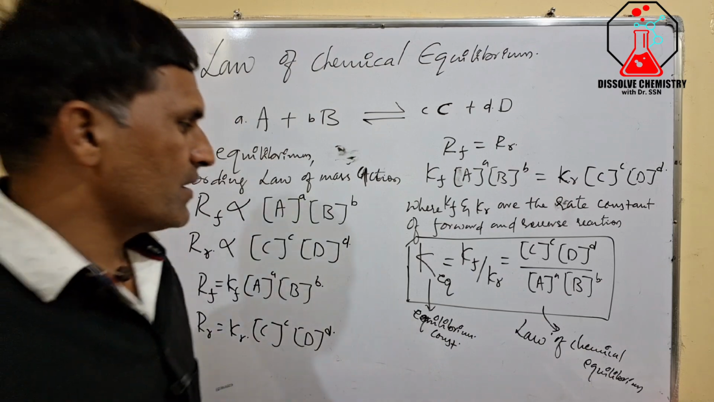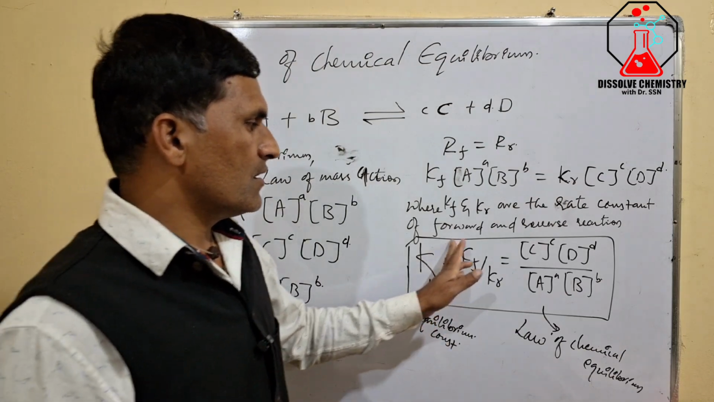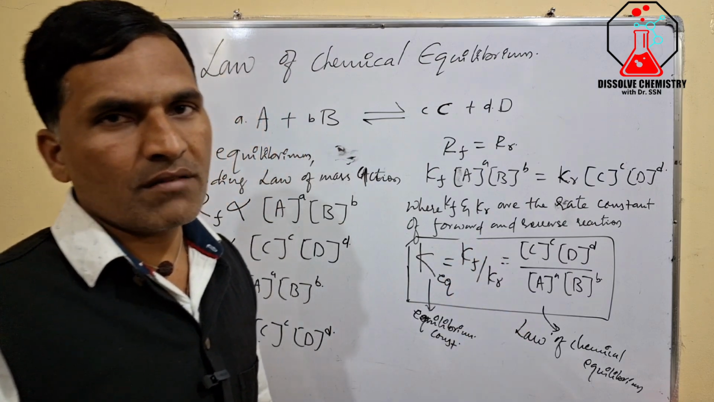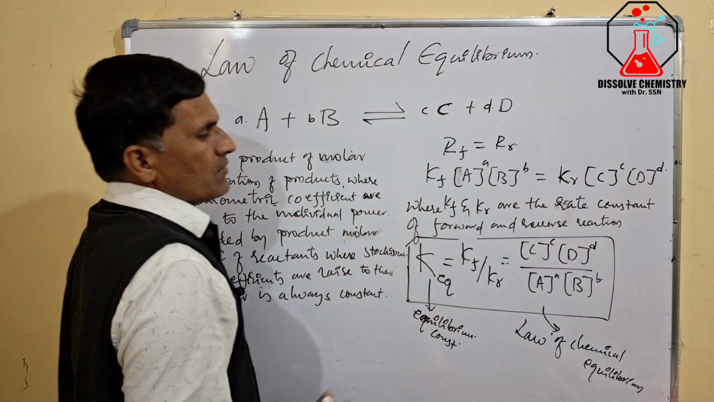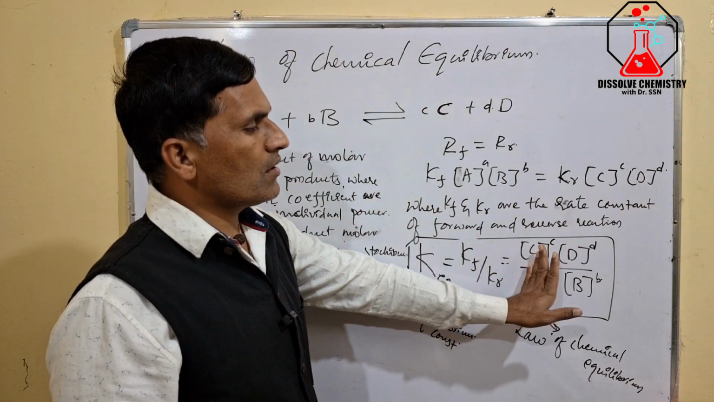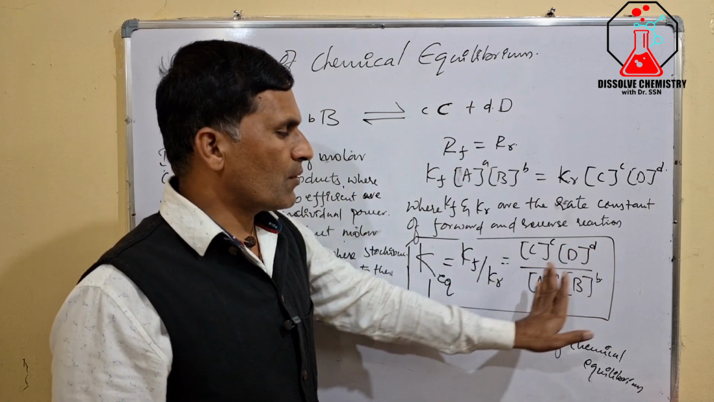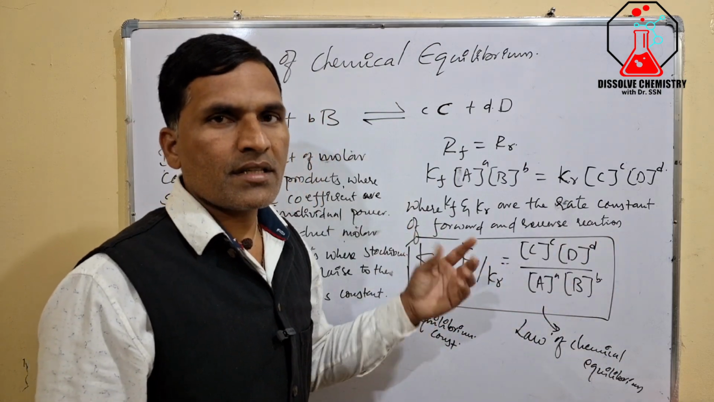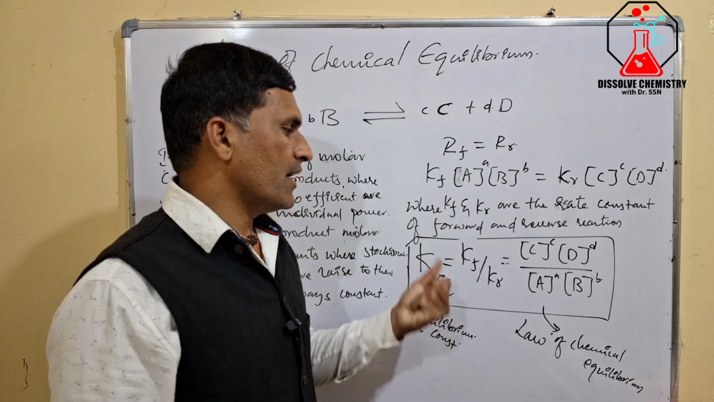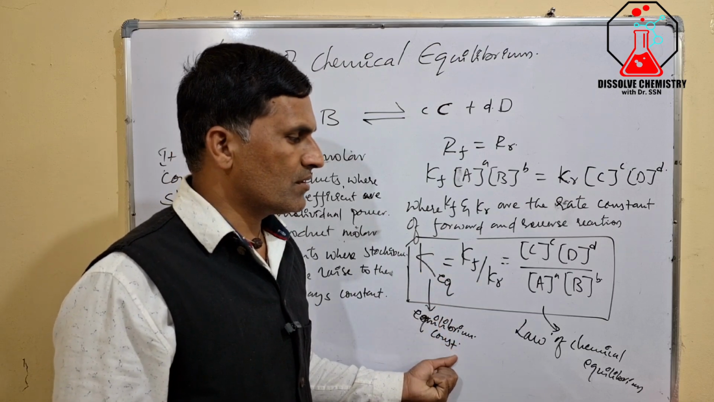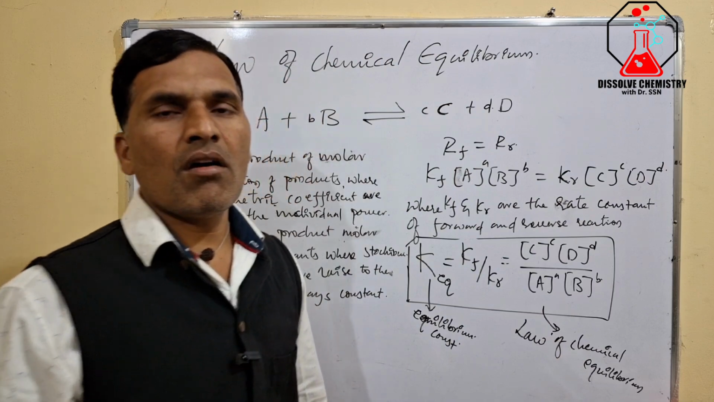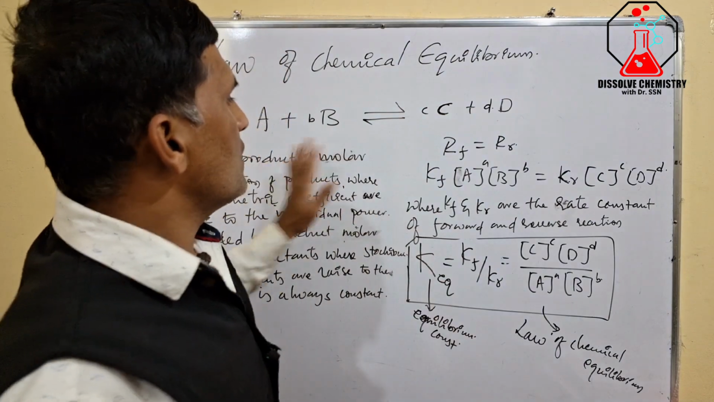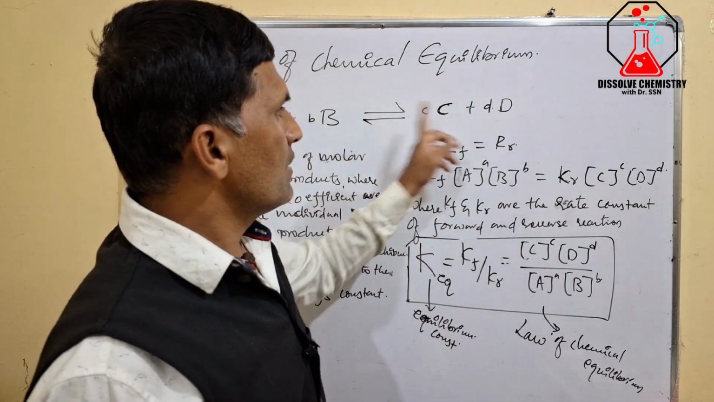Law of chemical equilibrium. Here it is equilibrium constant, which is the ratio of the rate constant for the forward reaction to the rate constant for the reverse or backward reaction. Or in simple terms, how we define it: the product of molar concentration of the products to the product of molar concentration of the reactants is always equal to a constant, and that constant value is nothing but your equilibrium constant, and this we define as what? Law of chemical equilibrium.